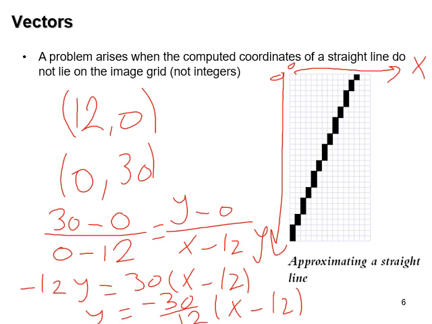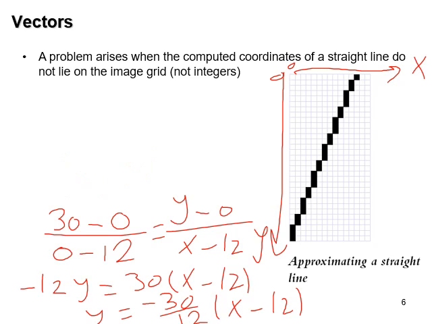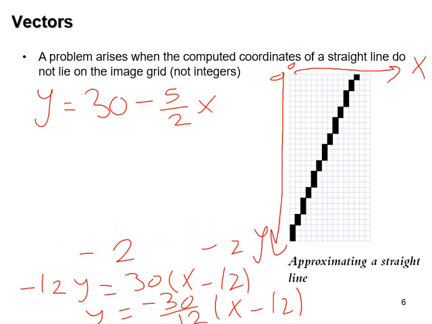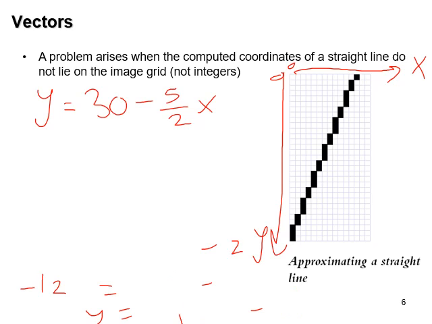So to get the final form, let me erase this here. So the final equation, if you get this, means that y is equal to negative 30 over 12 multiplied by negative 12, you get actually 30, minus 30 over 12 multiplied by x. If you divide both numerator and denominator by 6, you get 5 over 2 x. So this is the equation of the line. Okay, now we have the equation of the line that has these 2 points as endpoints. The next thing is to draw that line on that grid. So let's see how this operation goes.